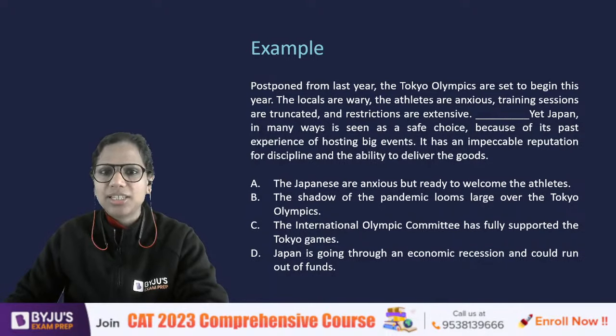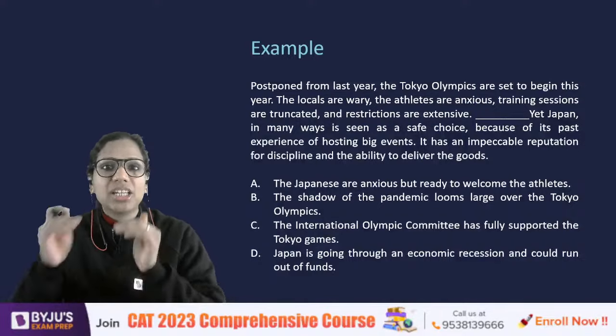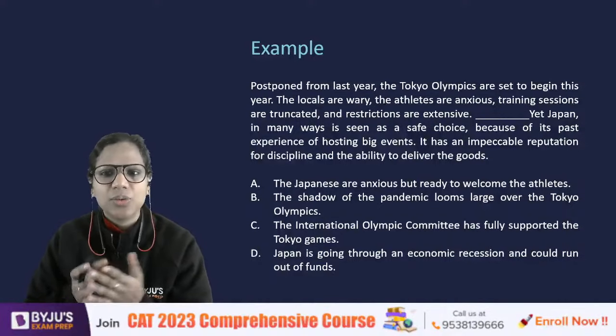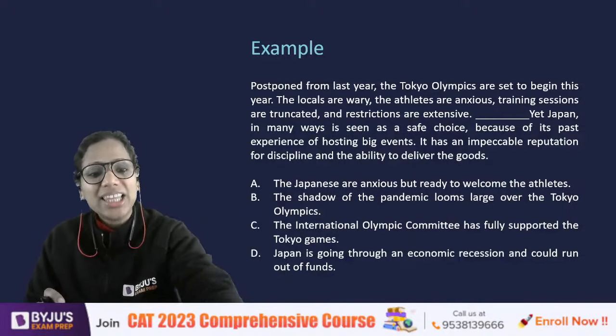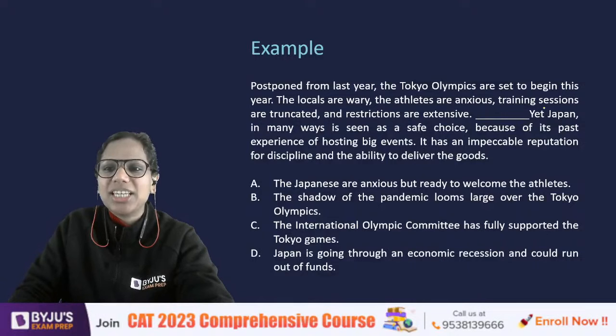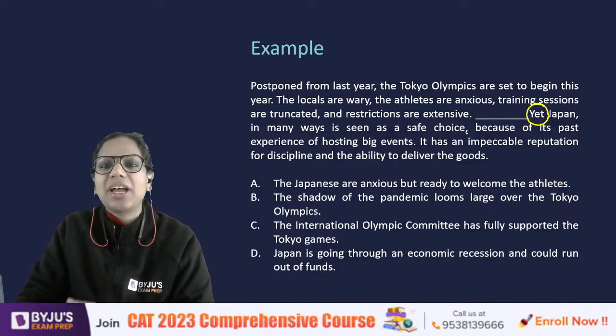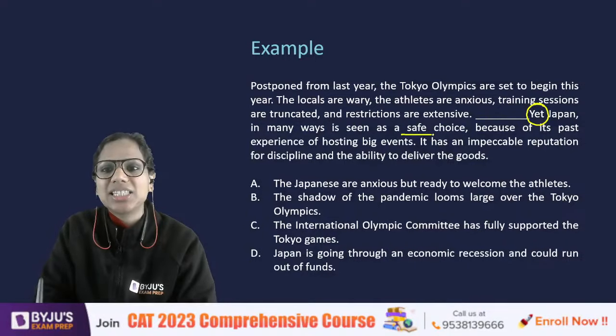Postponed from last year. So for some reason they were postponed, the Tokyo Olympics. They are set to begin this year. The locals are wary. The athletes are anxious. Training sessions have been cut short and there are a lot of restrictions. Why do you think that might be happening? That has not been stated so far. There's a blank. And then pay attention to the word yet. Yet Japan is in many ways is seen as a safe choice.